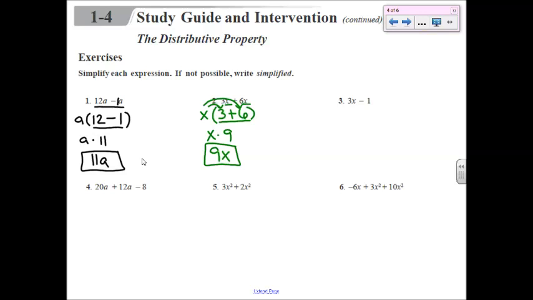Number 3, I have an x and I have a constant, or a number without a variable. They are not like terms, I can't combine them. This is already simplified.